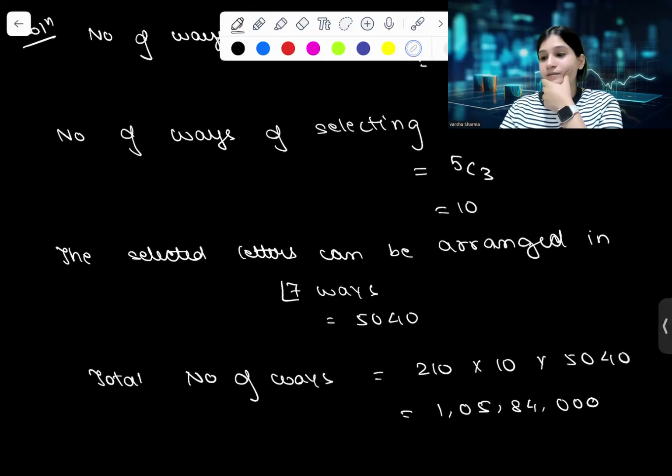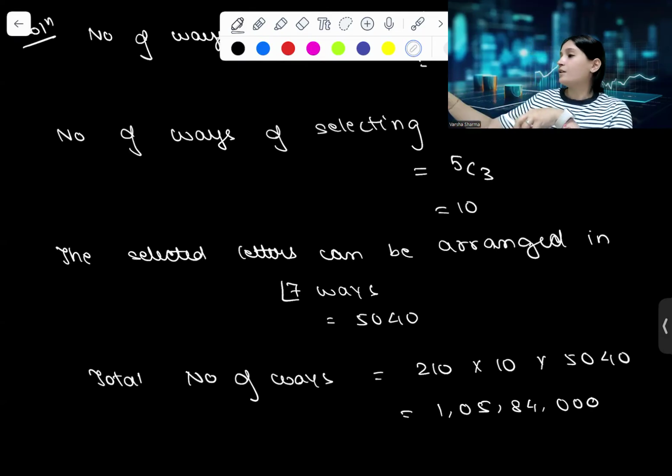Did you all understand? Any doubts? No, ma'am. First, you have to select in bits and parts. First, select the consonants from here, then select the vowels from here. So you have selected the 7 letters. Now, the only thing remaining is to arrange them. So, those 7 letters can now be arranged in how many ways?